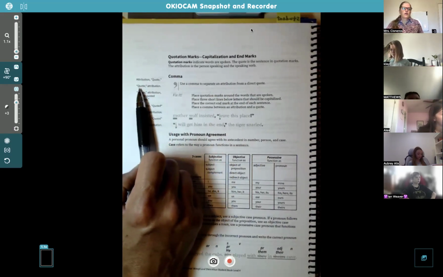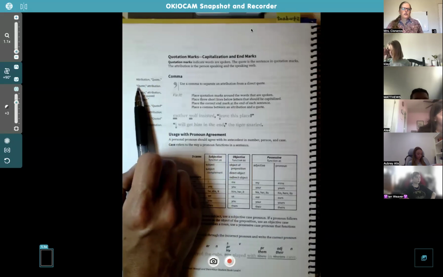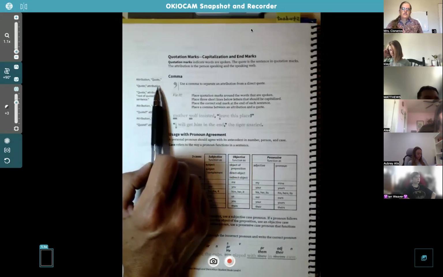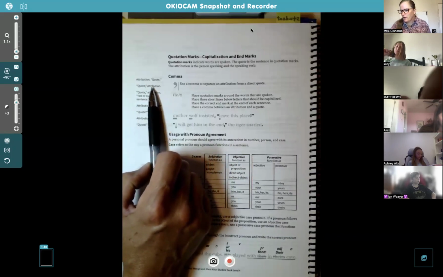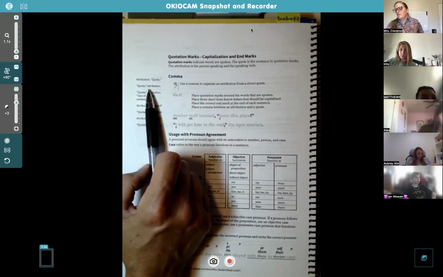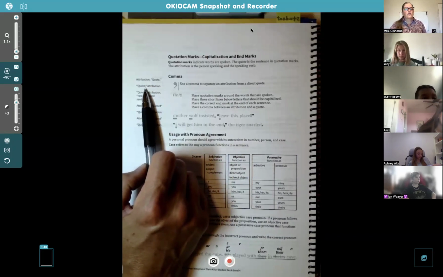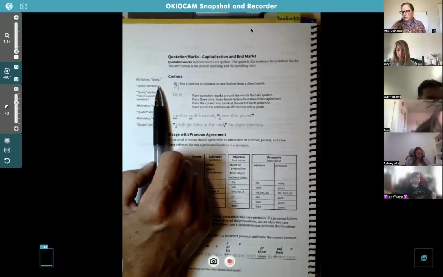Sometimes the quote comes first and then the attribution, like the quote could be, "Go take the trash out," he said. I'm just making up stuff, okay? "Go take the trash out," he said. So there's a comma after the quote and before the attribution.